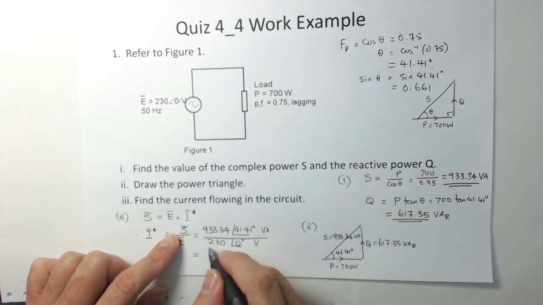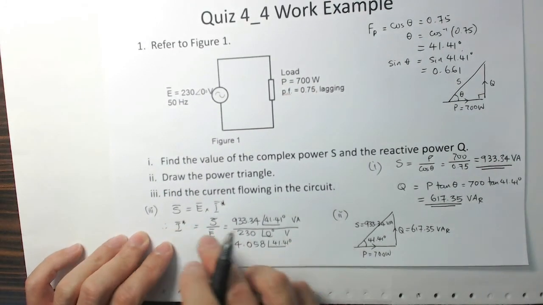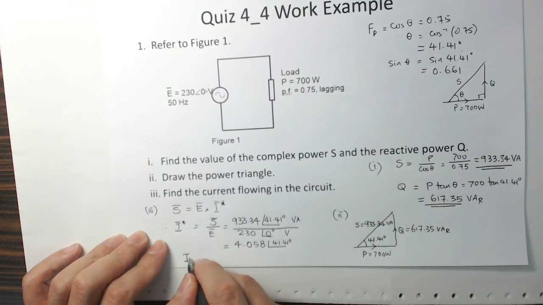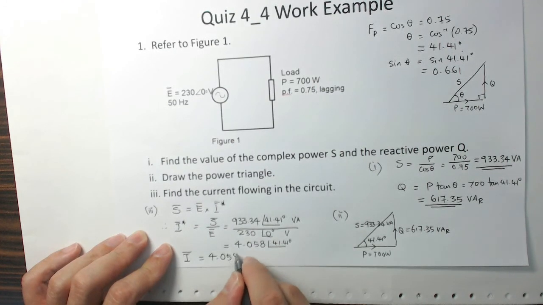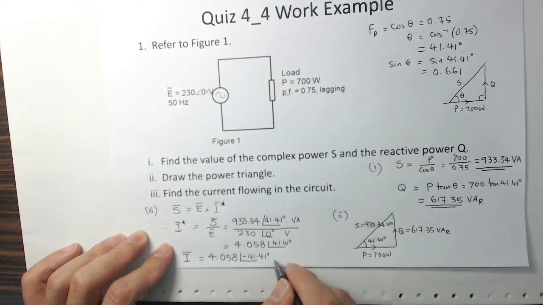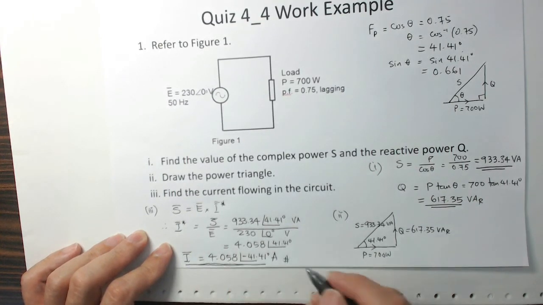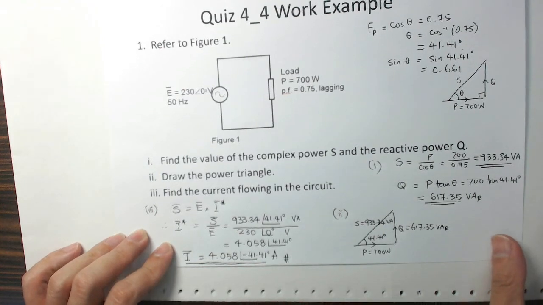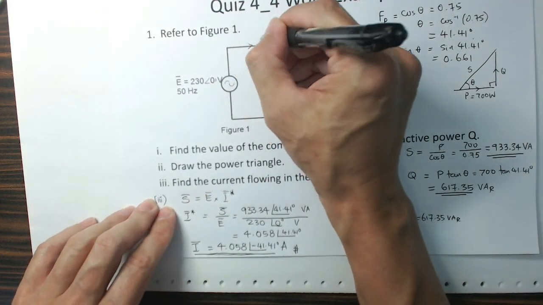That gives me 4.058 angle 41.41 degrees. Right. Now this is the conjugate. Now the conjugate of the current is just the angle change. So therefore the current is 4.058 angle minus 41.41 degrees amperes. Okay, so that's the answer for the current I flowing in the circuit.